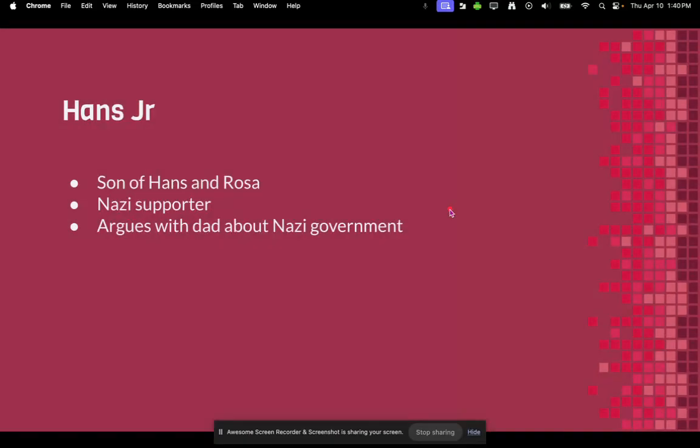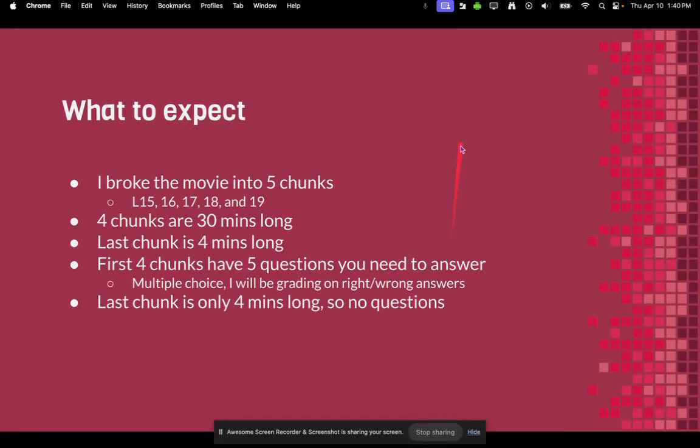Then we have Hans Jr., the son of Hans and Rosa. He's a big Nazi supporter and argues with his dad about the Nazi government.